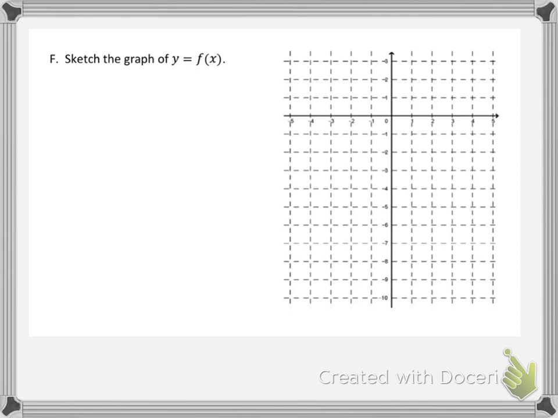What's next? Ooh, we get to graph it, which we know how to do now because we just did all those transformations, right? So what is this? f of x equals 4 times x plus 2 squared minus 9.